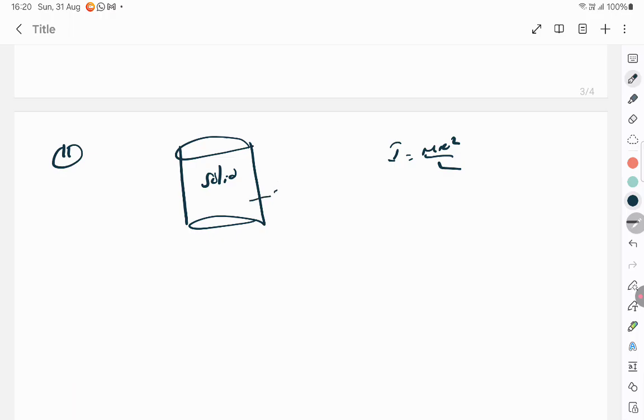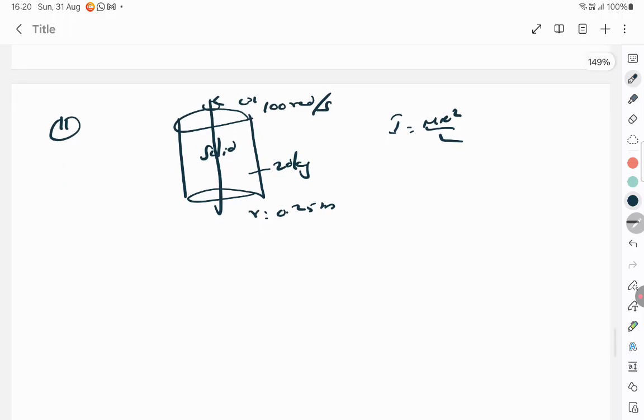A solid cylinder of mass 20 kg rotates about its axis with an angular speed of 100 radians per second, so omega itself has been given. The radius of the cylinder is 0.25 meter. What is the kinetic energy associated with the rotation of the cylinder? Whenever they ask you kinetic energy, it's rotational kinetic energy.